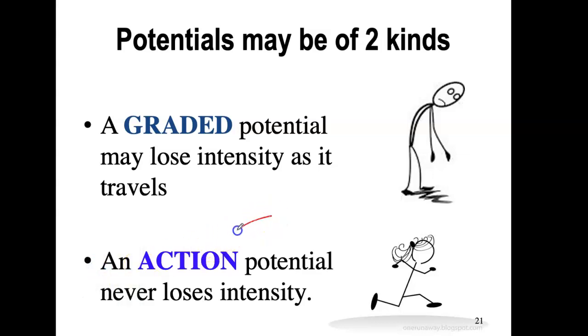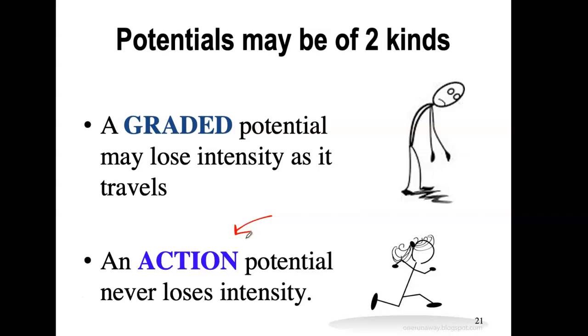And we've talked about action potentials and how they initiate in the axon hillock, and they will transmit current all the way down the axon to the very end of that axon. That's an action potential. It never loses intensity. If it's triggered in the axon hillock, it will travel to the very end of that axon.